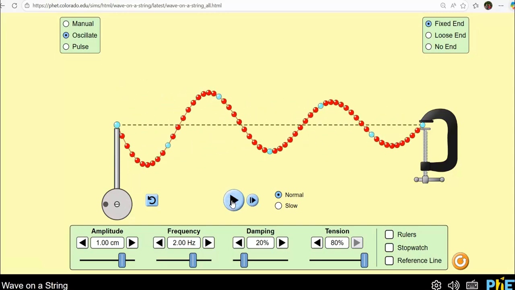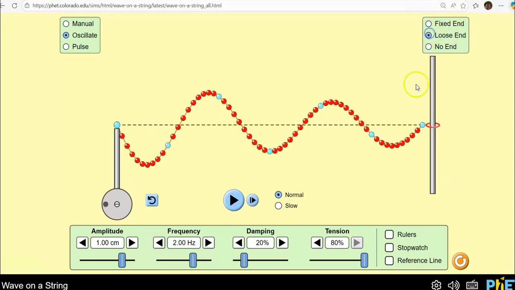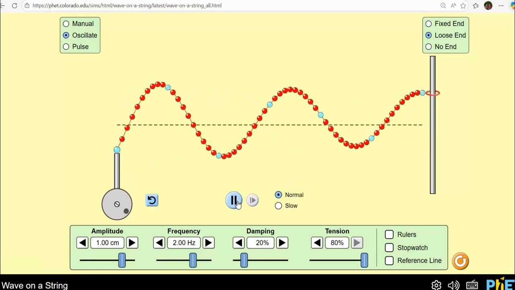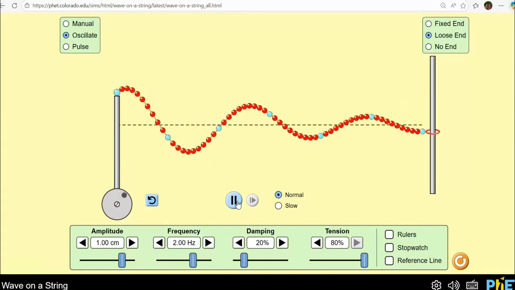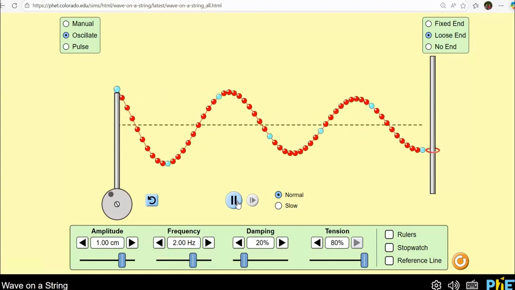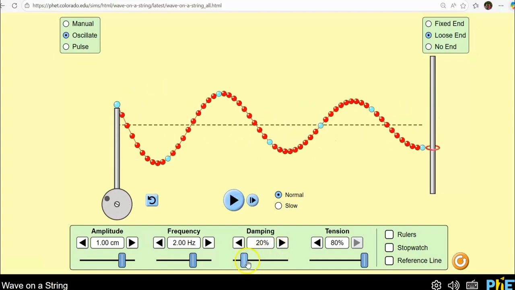Next, we go for loose end. First, I will show for damping low and tension high. Next, I will show for damping high and tension low. The damping I put 80% and tension is 20%.